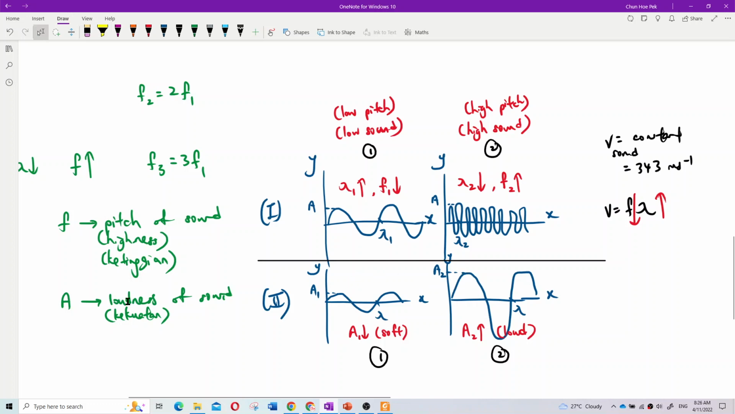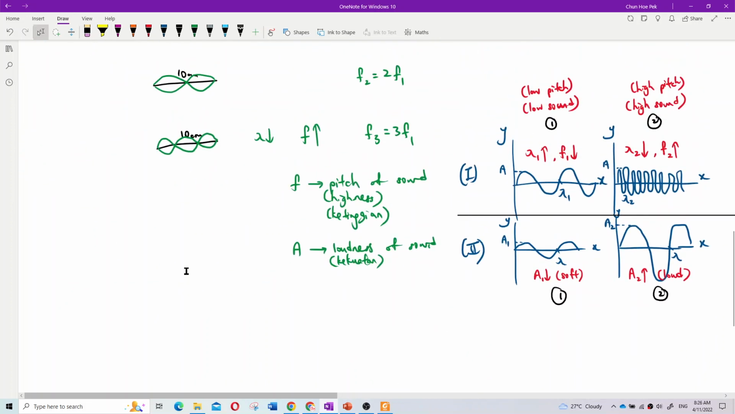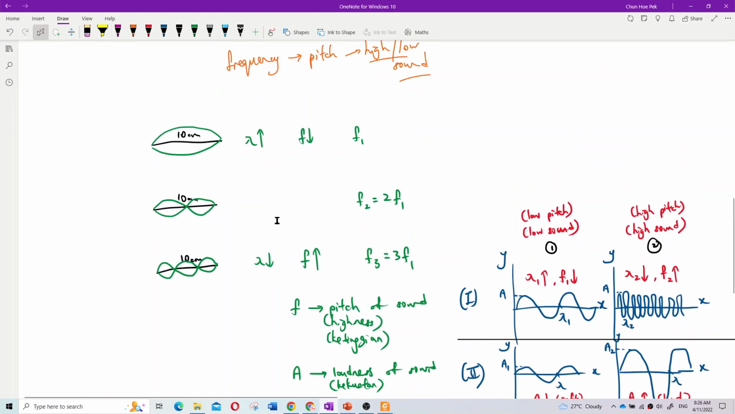Amplitude changes the loudness of sound, and lambda changes the frequency of sound. Changing the frequency of sound means it changes the pitch of sound. Low sound, high sound. Okay. So that's why you need to understand everything, the concept.